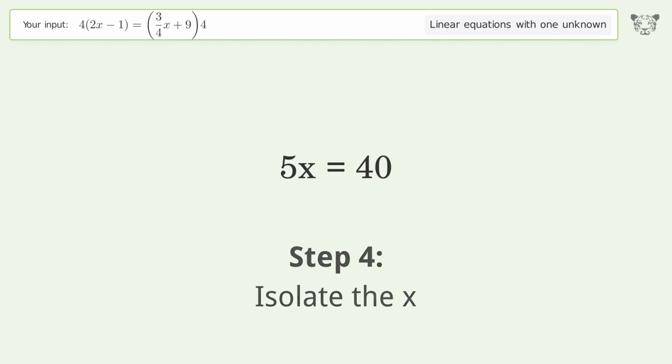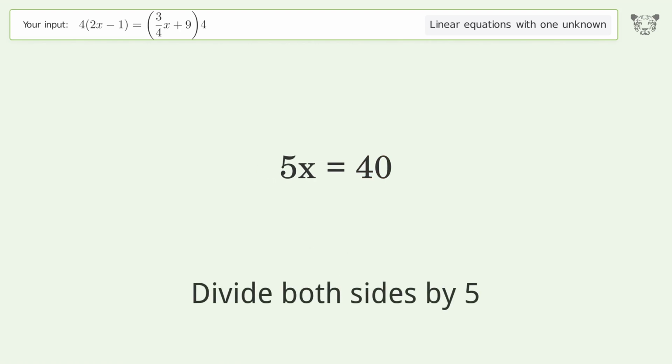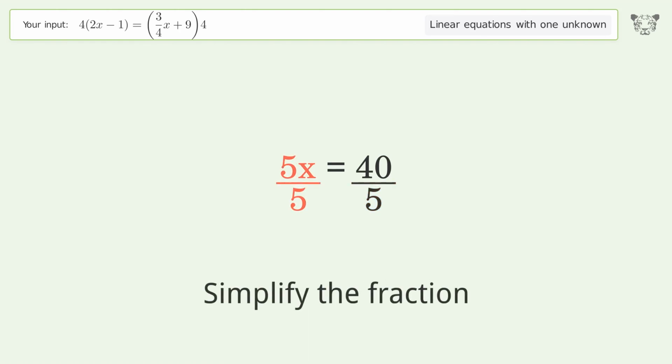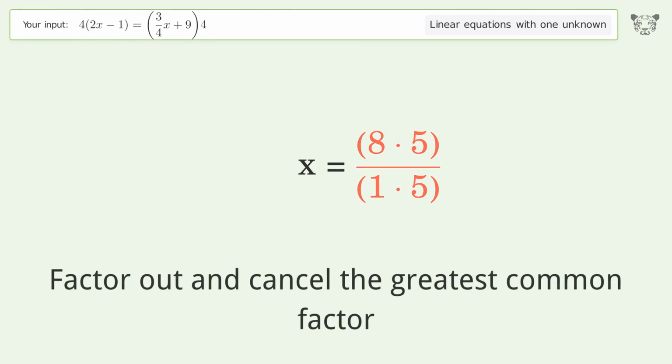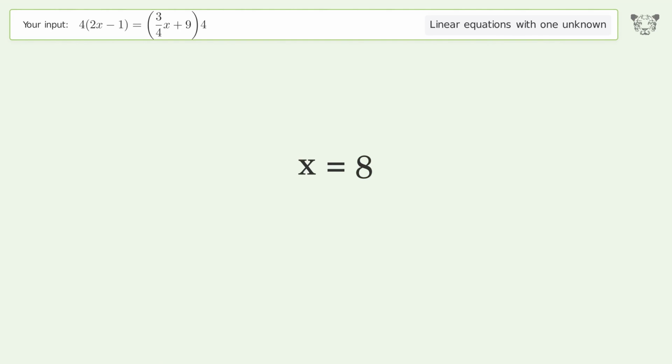Isolate the x. Divide both sides by 5. Simplify the fraction. Find the greatest common factor of the numerator and denominator. Factor out and cancel the greatest common factor. And so the final result is x equals 8.